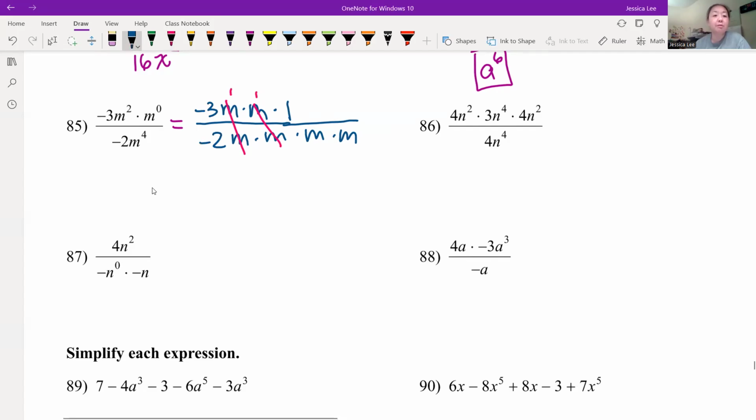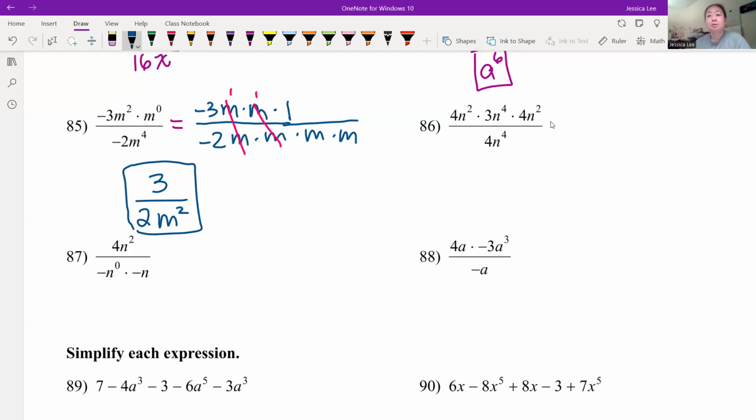So now this is what we have. So what do we have left? Negative divided by negative is positive. So I'm just going to have 3 on top. Because what is 3 times 1? 1. And then we have 2 on the bottom. And how many m's left? 2. So it's m squared. That's it.